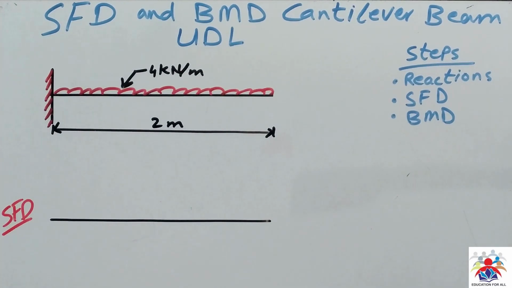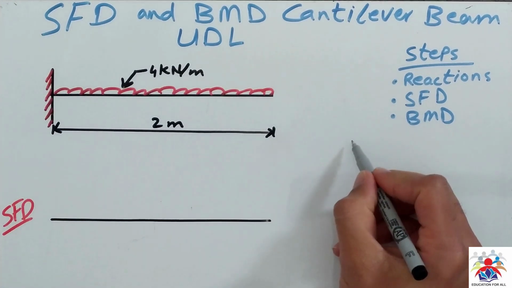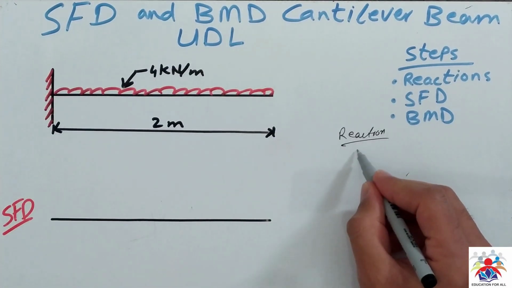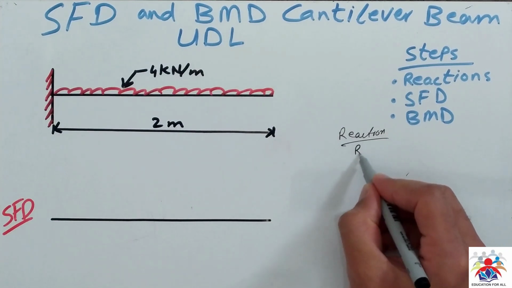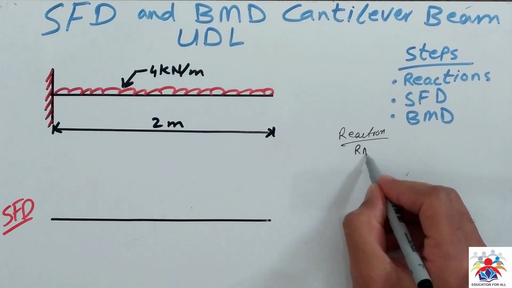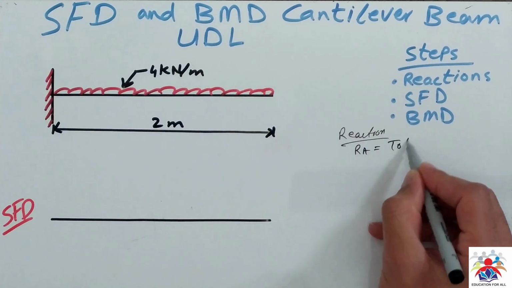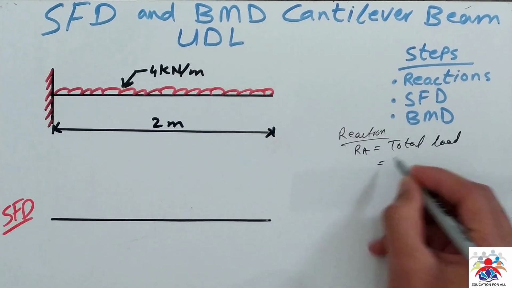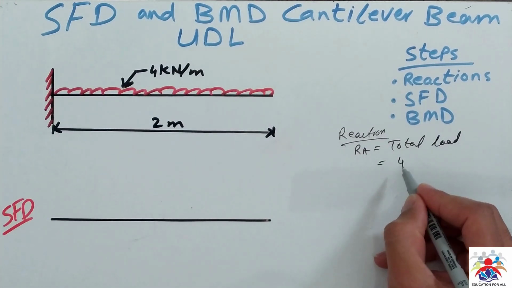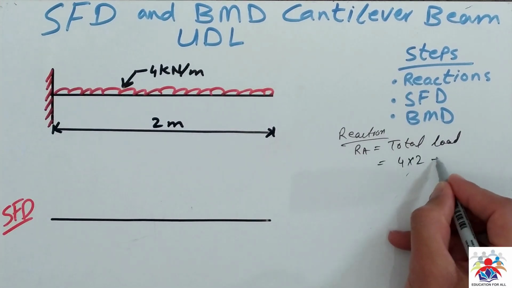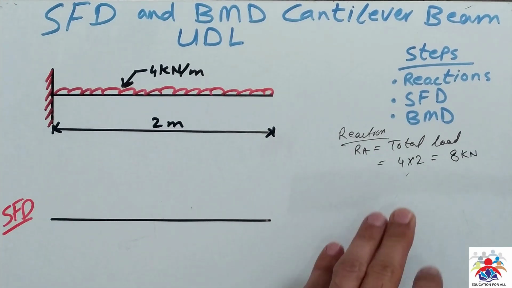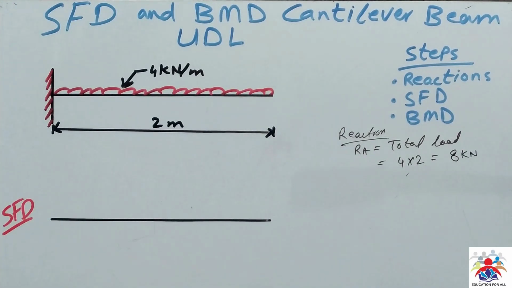Okay, first of all, we will calculate reactions. To calculate reactions, we have to calculate the load. So what is total load? Reaction RA is equal to total load. So this is some kind of formula. Total load we have 4 kilonewton per meter. We have 2 meters. 4 multiplied by 2 is equal to 8 kilonewton. So the total load acting on this beam is 8 kilonewton.